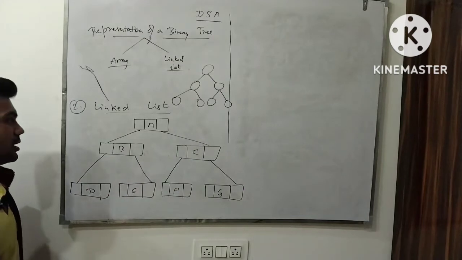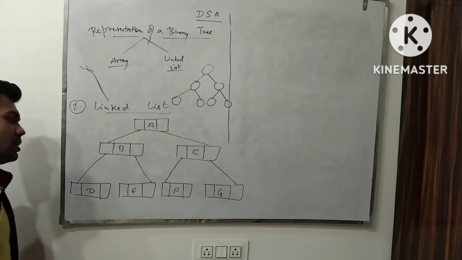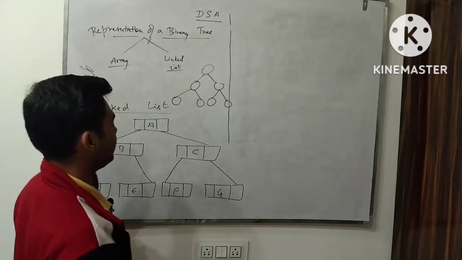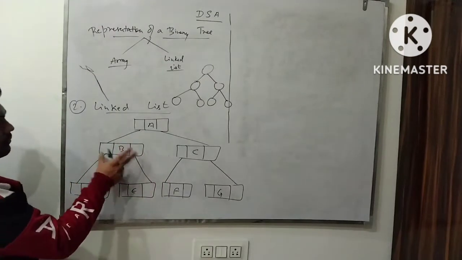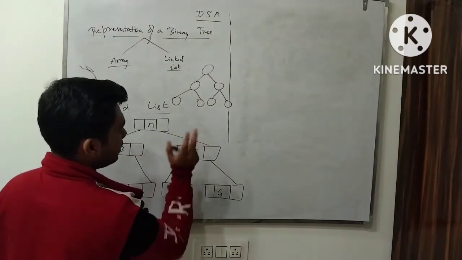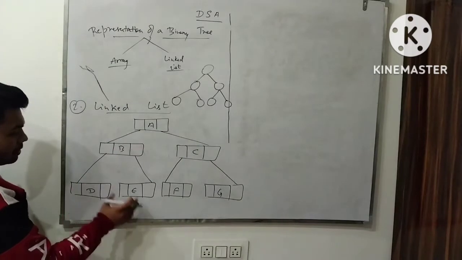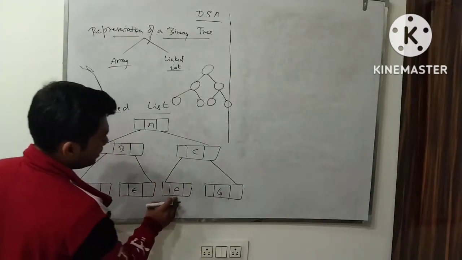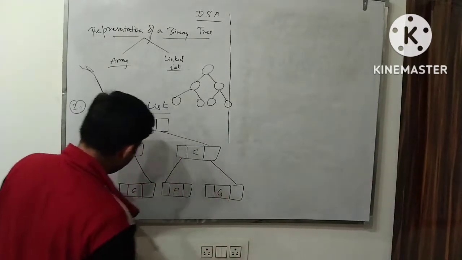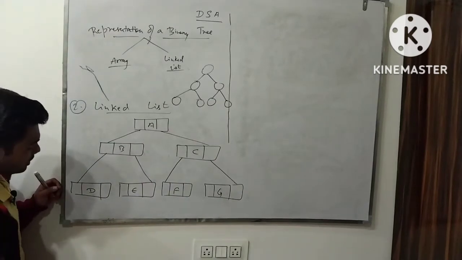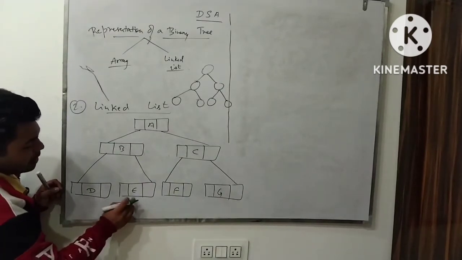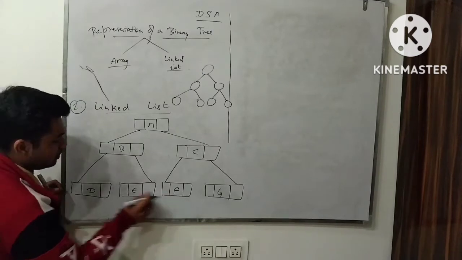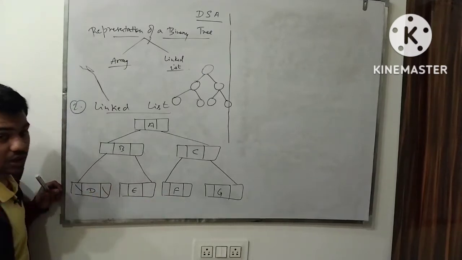Okay, so here's our linked list representation. Then we connect the left child with the left node and the right with the right child. Similarly the tree keeps going on. And one thing you should know is that the external nodes have null, these nodes are null.